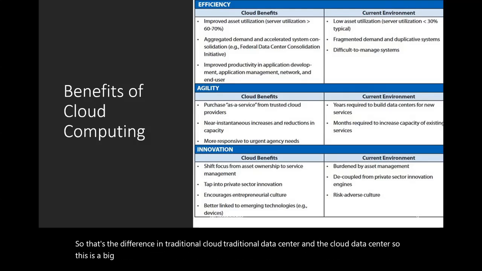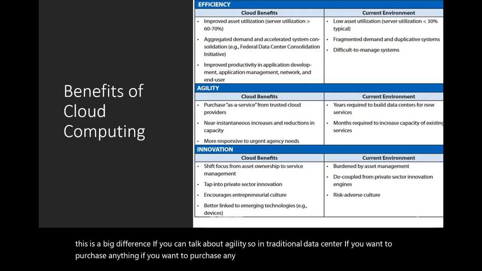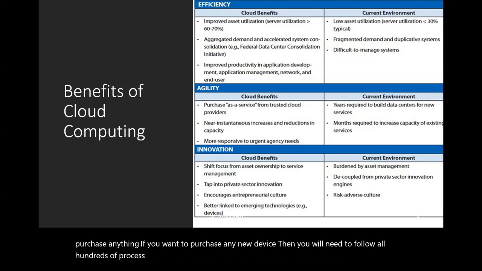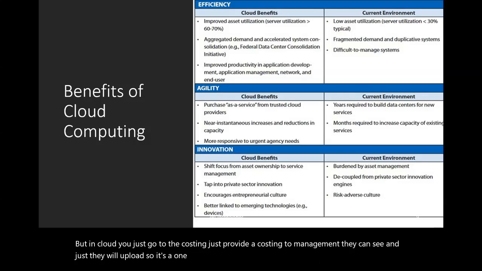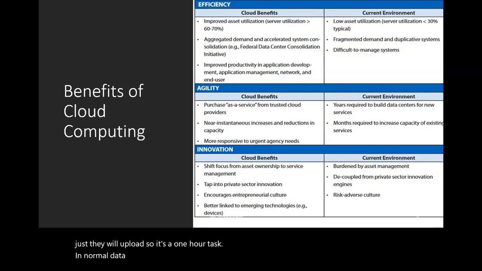If you talk about agility, in a traditional data center, if you want to purchase any new device, then you need to follow hundreds of processes for cost approval, budget approval, and everything. But in cloud, you just provide a costing to management, they can see it, and they will approve it. So it's a 1 hour task. In a normal data center, it would be a 1 day, 2 day task. So that's in terms of agility, we can say.